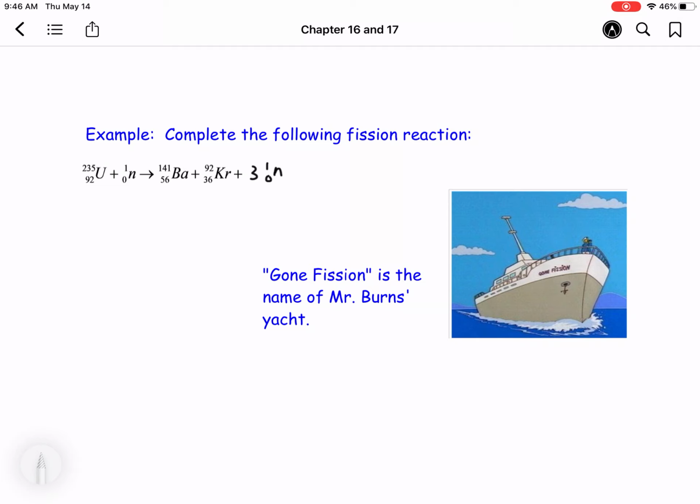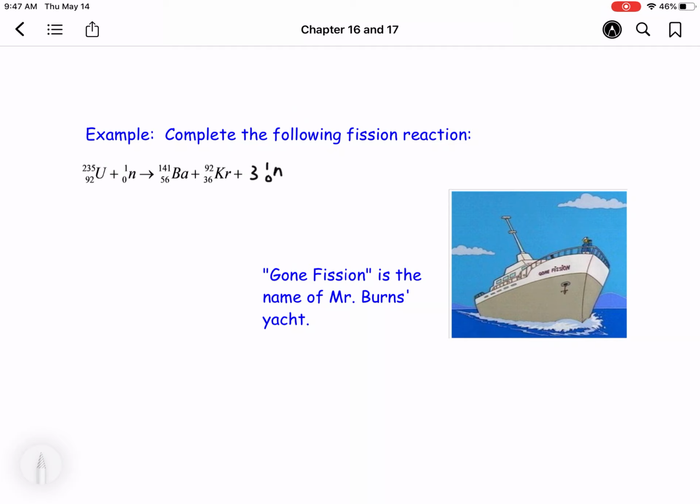Which is good, because what that means is that I shot 1 neutron in, got the fission, which is good because it's going to give me energy, but then I also got 3 more neutrons. These 3 neutrons I can then use to hit 3 more uranium. Those 3 uranium go and break and give off 3 more each. So now I've got 9 neutrons that can go and hit the next thing.